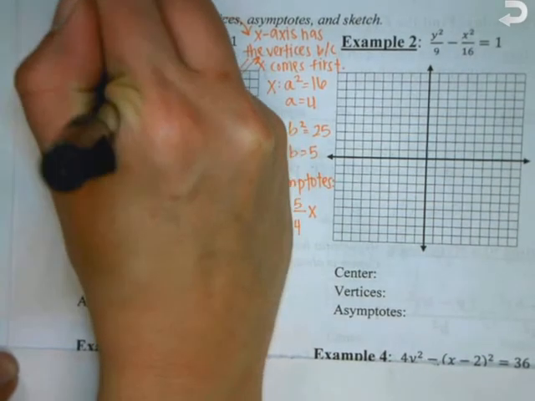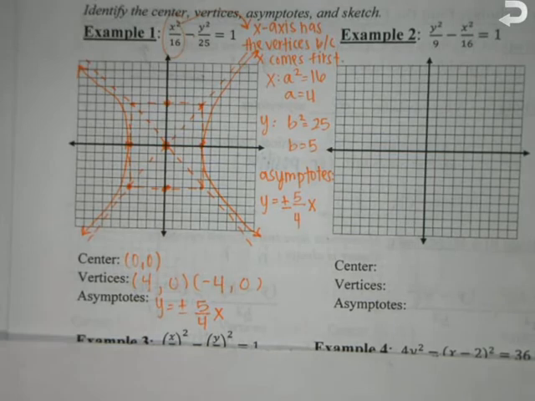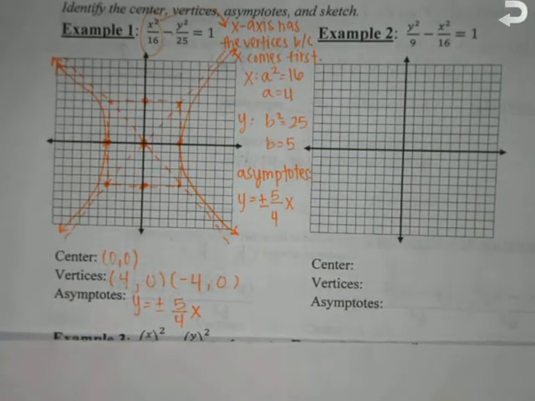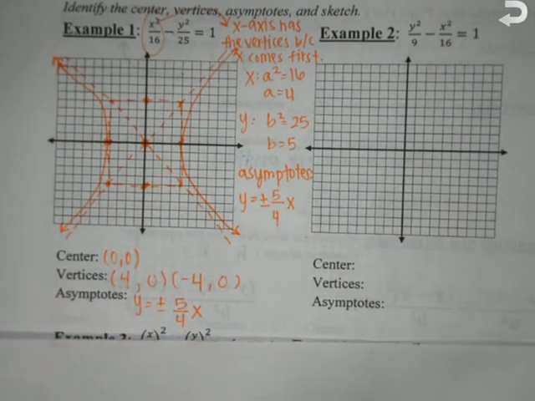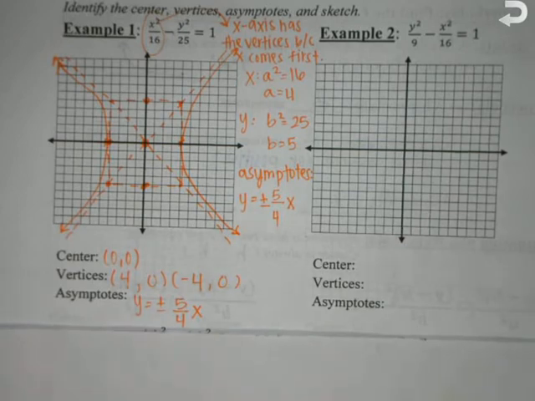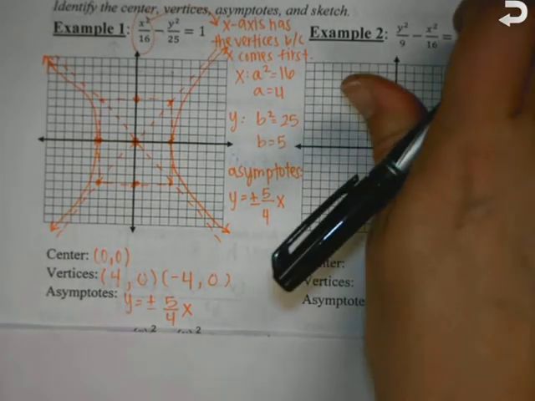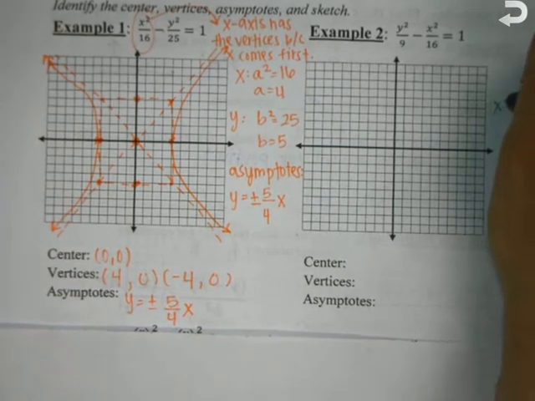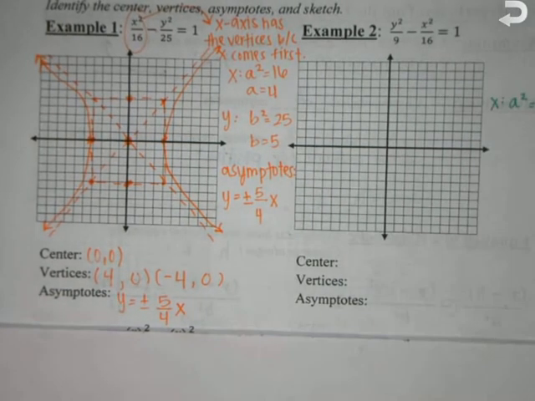Example 2, we're going to do this one together, and then I'm going to let you all try example 3 by yourselves. So example 2, first thing, let's find A and B. So let's do that first. So A squared is equal to what? 16. So A is equal to 4.